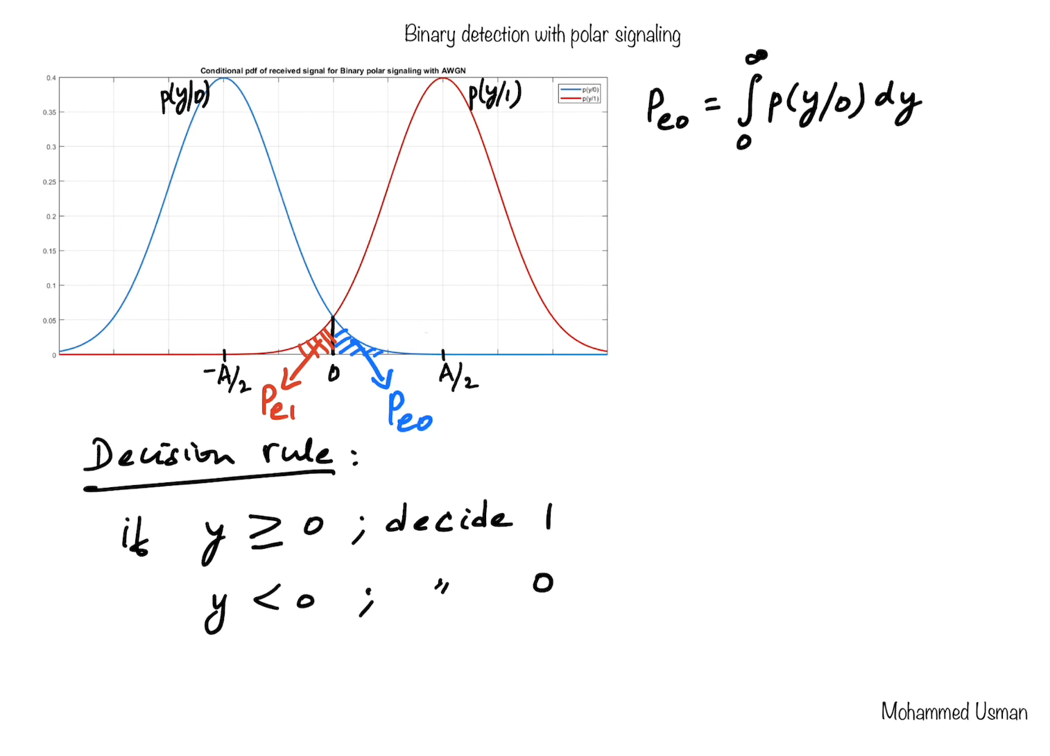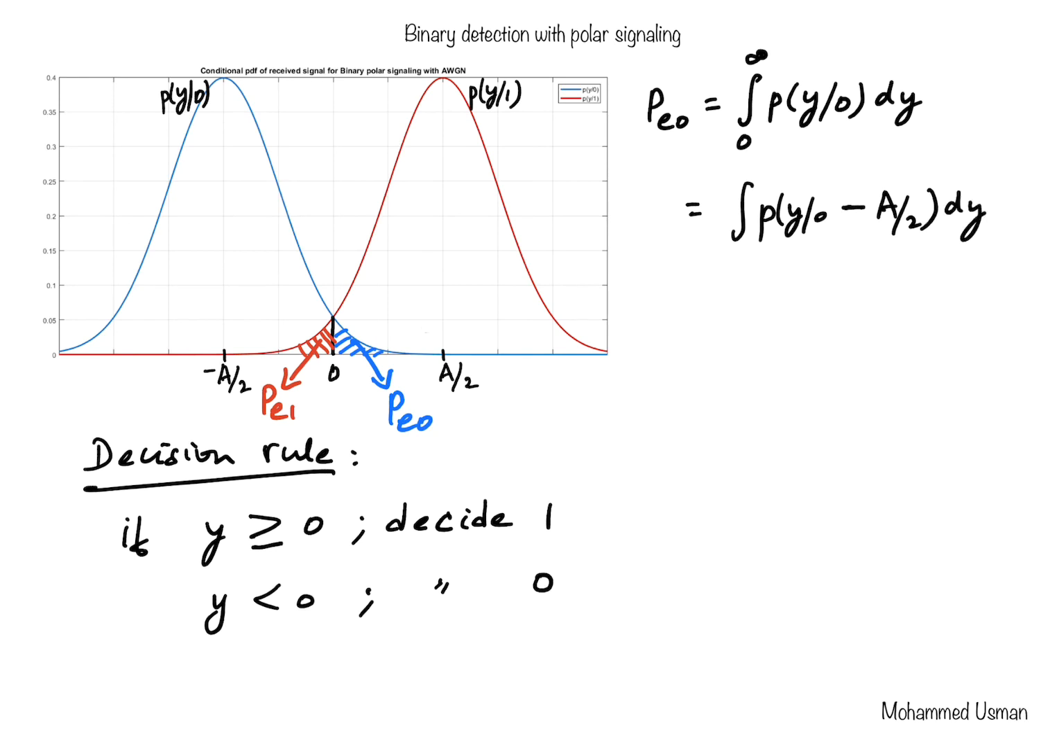So we have to shift it to the right by a by 2, so that it becomes centered on 0. So we can rewrite this area as the integral of P of y given 0, and we want to shift it to the right, so it is shifted to the right by how much? By a by 2, dy.